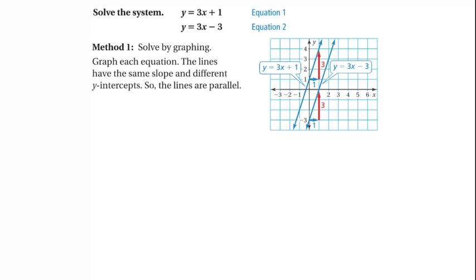All right, so here we'll go ahead and graph the lines then. You can see what it'd look like. There they are. They each have the same slope of up 3 over 1.